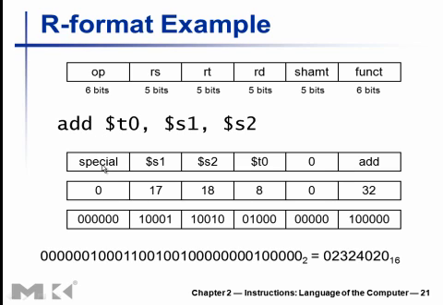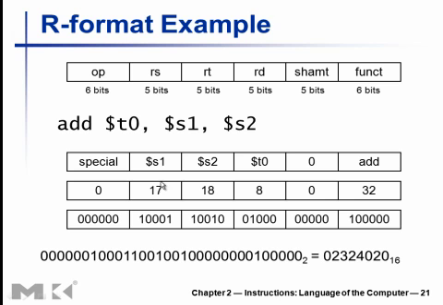The opcode is 0, the function code for add is 32, and 17, 18, 8 represent the register numbers. Combined together, this will be the instruction for add $s1, $s2 and putting the result into $t0.